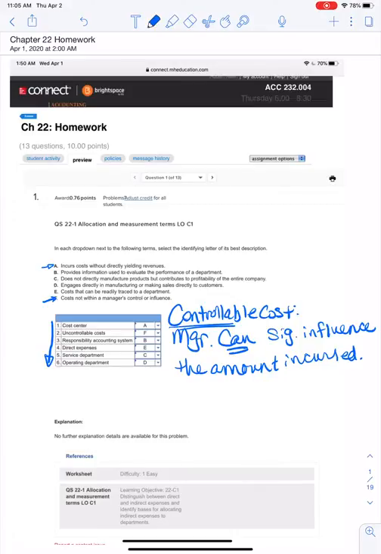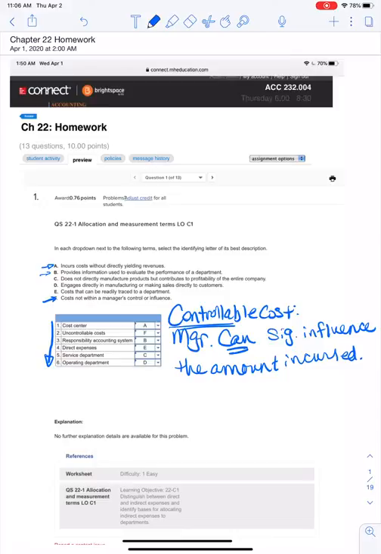Now the next one tells us, well, what is a responsibility accounting system? Well, a responsibility accounting system is going to be something that provides us with information used to evaluate the performance of a department. And that's really what we'll see as we go through the rest of this video. So I'm not going to dig into it really deep here, but just know that's kind of the direction that we're headed. Now, number four asks us, well, what are direct expenses?